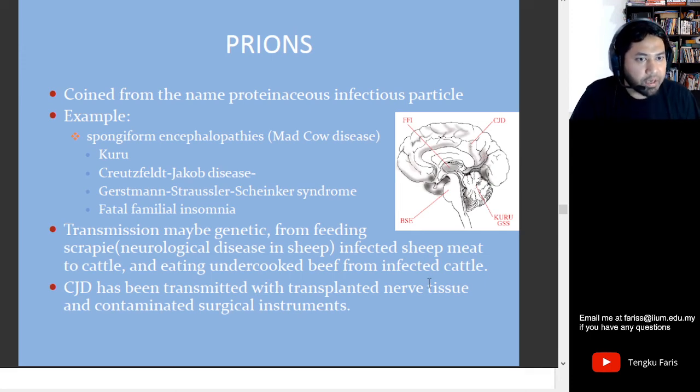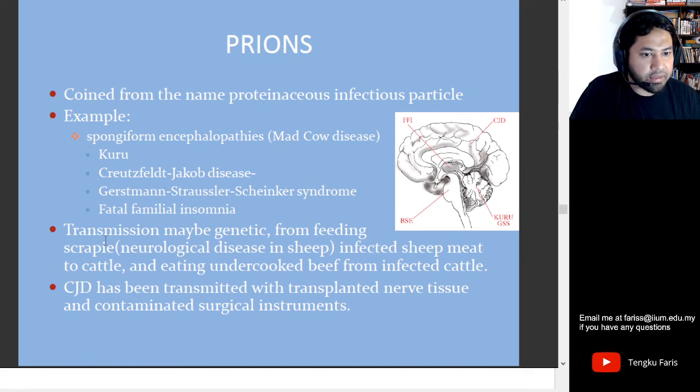All right, prions. Why is it called prions? It's a type of disease. It's taken from the name proteinaceous infectious particles. Okay, we call it the prions, the proteins that cause mad cow disease.